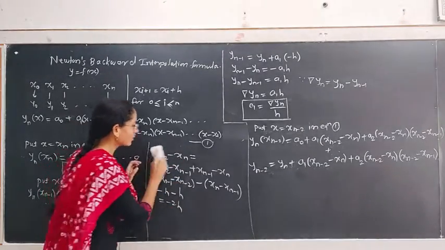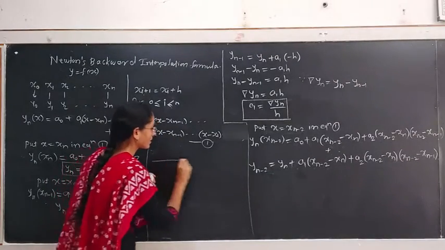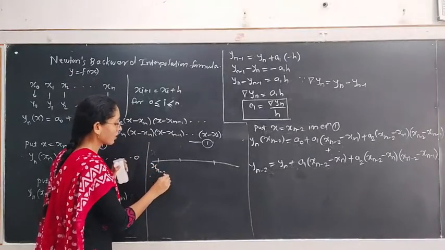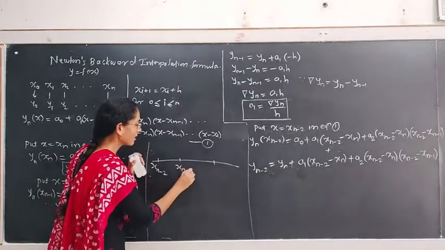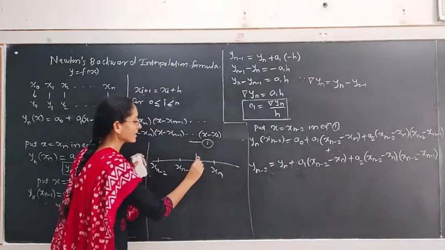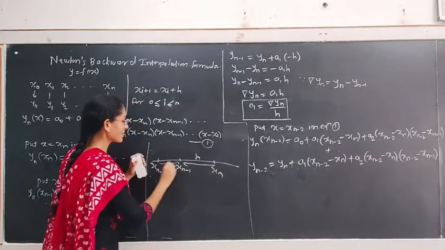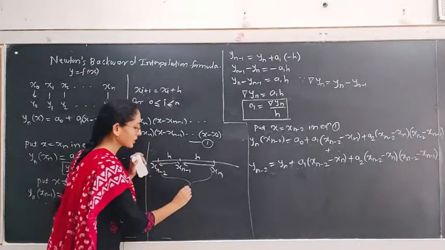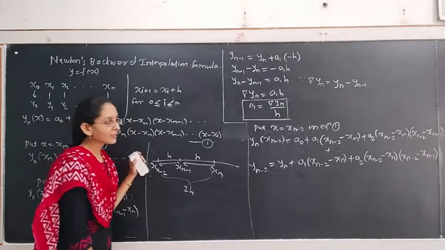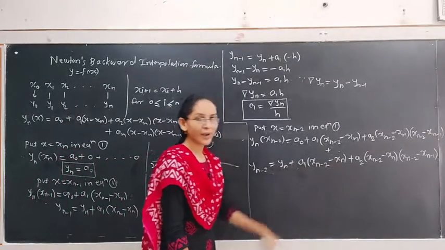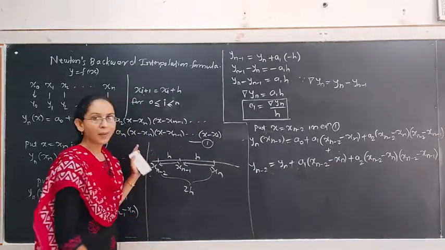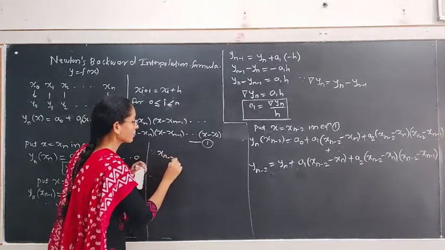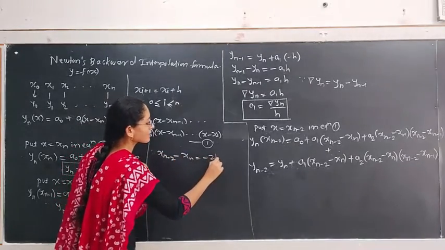Or in another way also we find that value. Since all the values of x are equally spaced, if this is the value of x_{n-2}, after that we will get x_{n-1}, then x_n. This difference is h. Also this difference is h. Hence the difference between x_{n-2} and x_n is 2h. But we are taking the subtraction in this way, x_{n-2} minus x_n, hence the difference is minus 2h. Using x_{n-2} - x_n is equal to minus 2h.